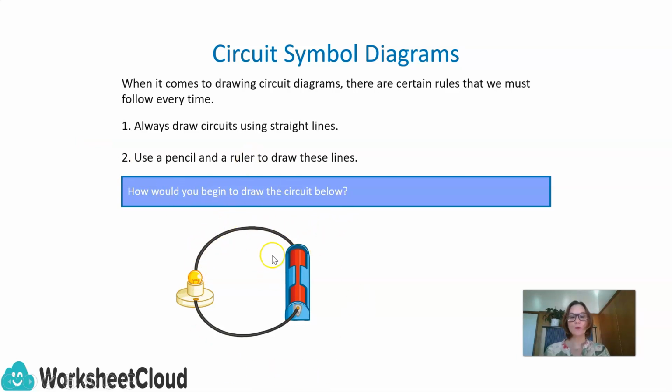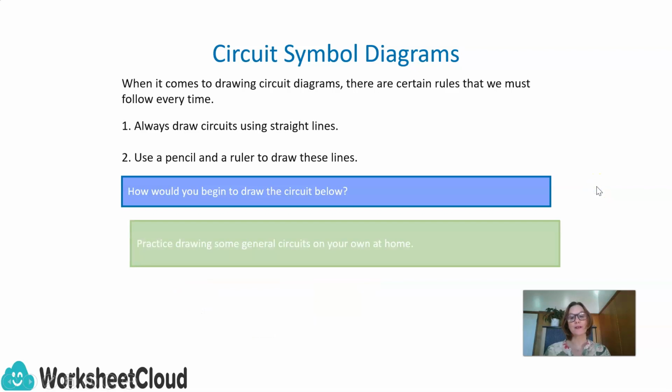We have our conducting wires, we have our cell, and we have our light bulb. Following these basic rules, this is what your circuit diagram should look like. Straight lines, here is my cell, straight lines, and here is my bulb. Very, very simple. I want you to practice drawing some general circuits on your own at home.